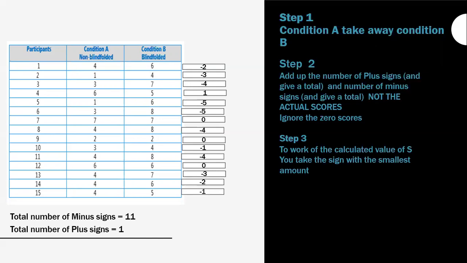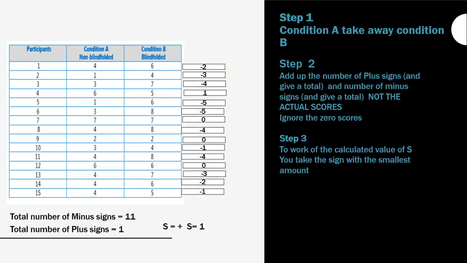So step 3, we now need to work out the calculated value of S. You take the sign with the smallest amount. So we've got 11 as the minus sign and 1. So simply, we have now worked out the calculated value of S because it is the smallest one between these two. And obviously the smallest is a plus sign, so S equals 1. So the calculated value of S equals 1. There we go. We've done the calculated value, or the observed value. Yeah, hands up, shouting, hooray!